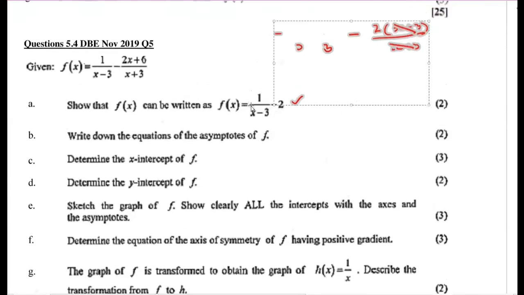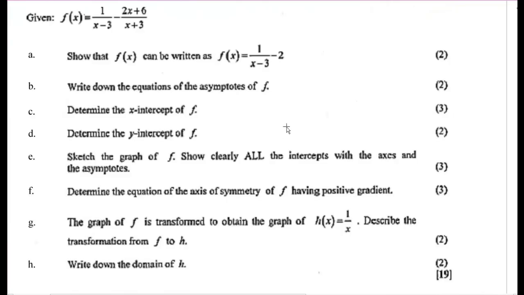Fantastic. Next one. Write down the equations of the asymptotes. Tell me the equations of the asymptotes using this function. Anybody? Equations of the asymptote. Oh, very good. x equals 3 because that wouldn't work, and y equals minus 2. Very nice. There's your asymptotes right there. So your restriction is on the x value and on the asymptotes, the q value.